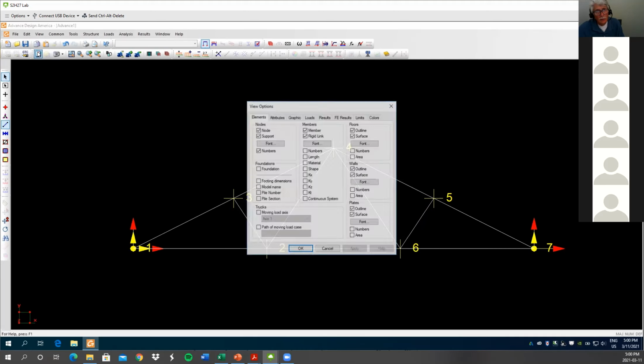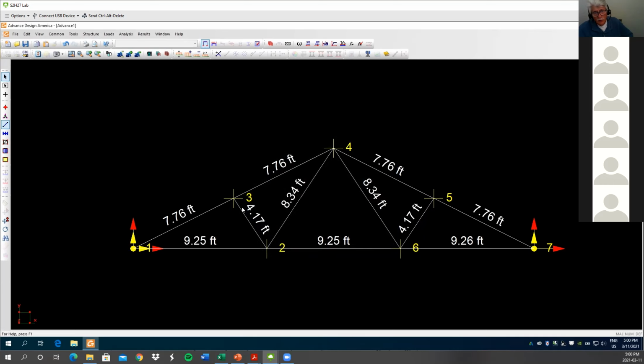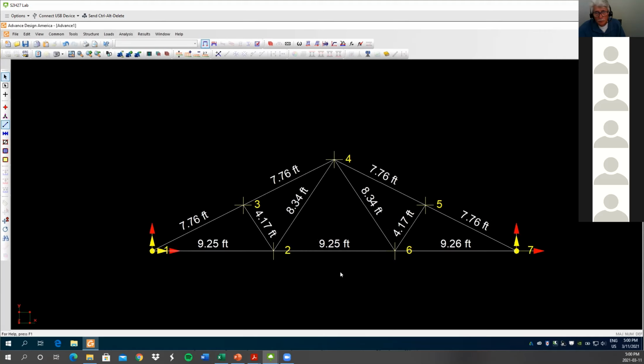You see? We go back to lengths. Here's the length of your compression member. If you don't want to convert it, go back to metric now, and you can get this length. When you're designing this member, you don't have to calculate the length. You get it off ADA. Now, is it okay if the bottom right one is 1 decimal off? The bottom right member is 9.26 instead of 9.25. Is that okay?